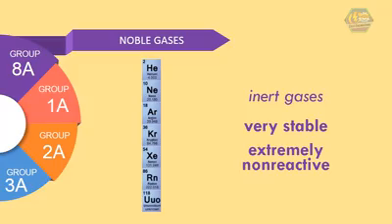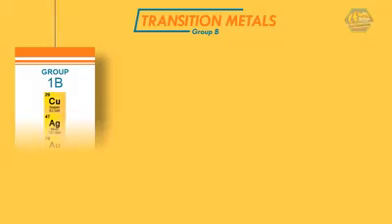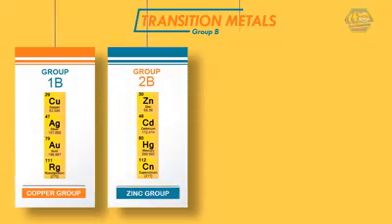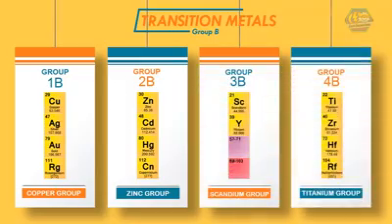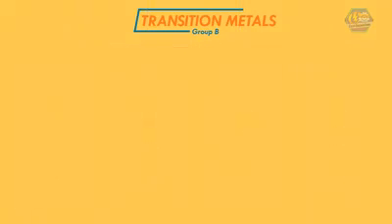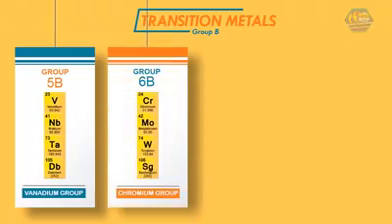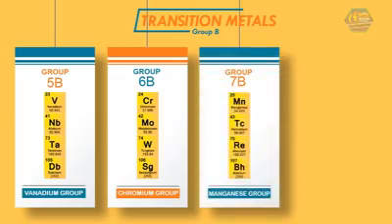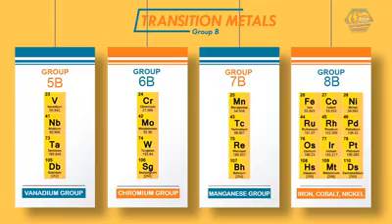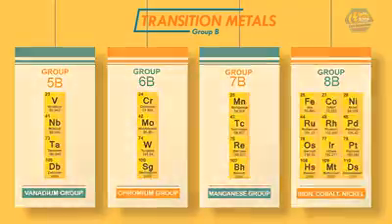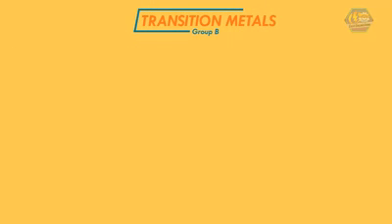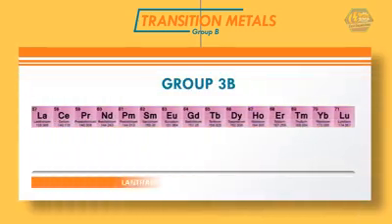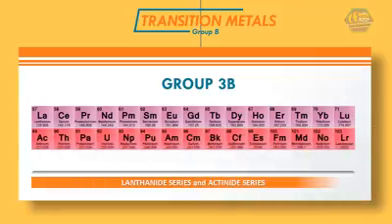extremely non-reactive. For groups B, they are called transition metals: group 1B copper group, 2B zinc group, 3B scandium group, 4B titanium group, 5B vanadium group, 6B chromium group, 7B manganese group, and 8B composed of the iron group, cobalt group, and nickel group. There are also elements which are separated but still are included in group 3B. These are called the lanthanide series located in period 6, and the actinide series located in period 7.